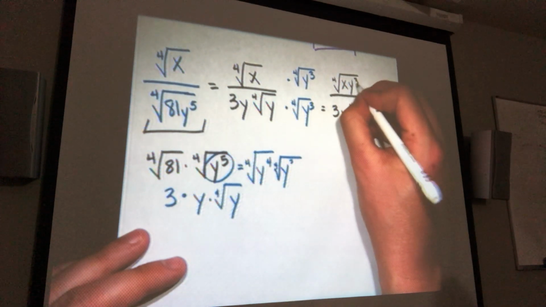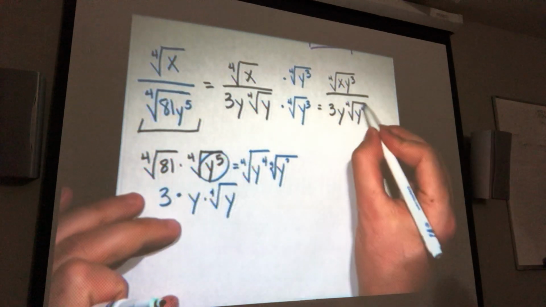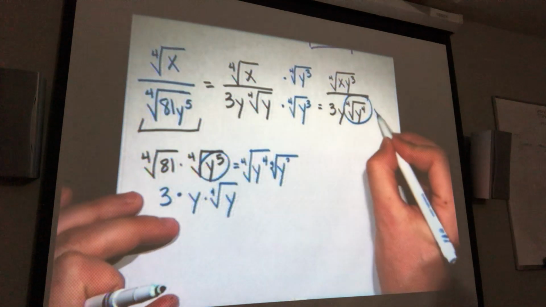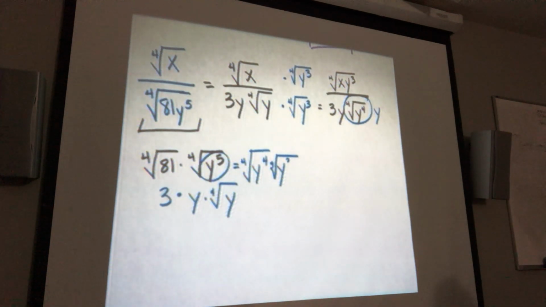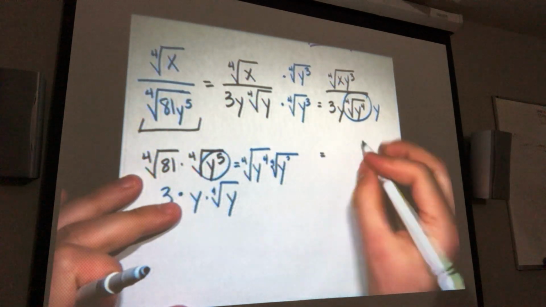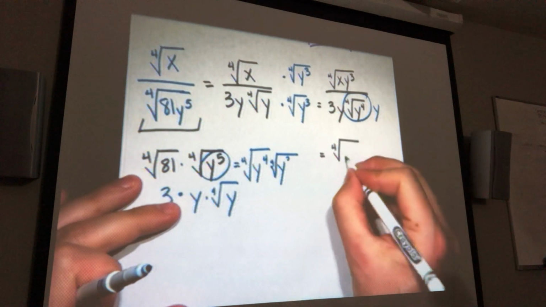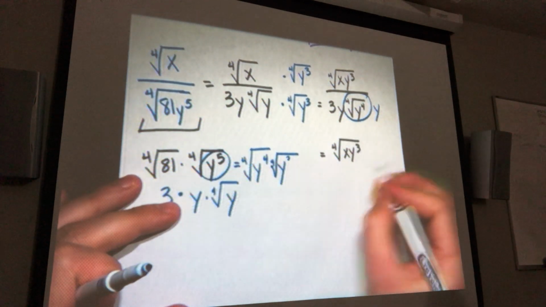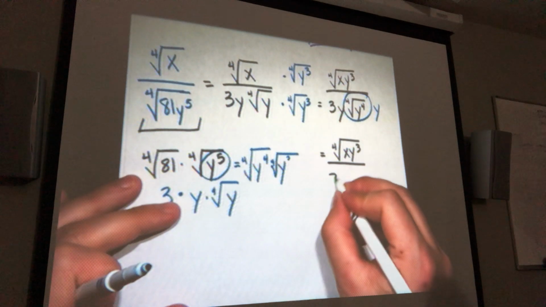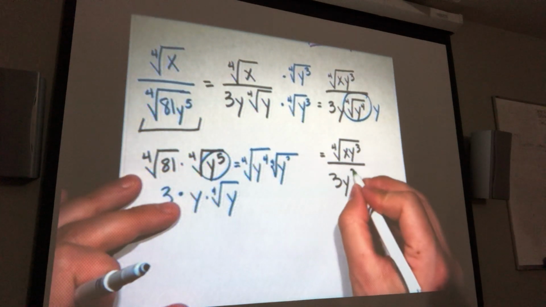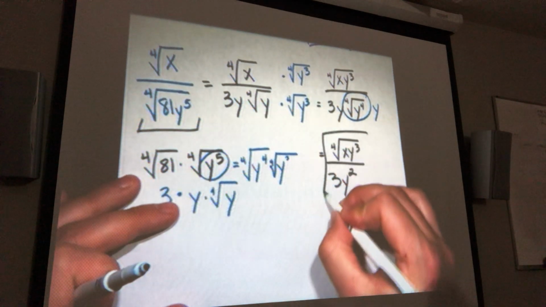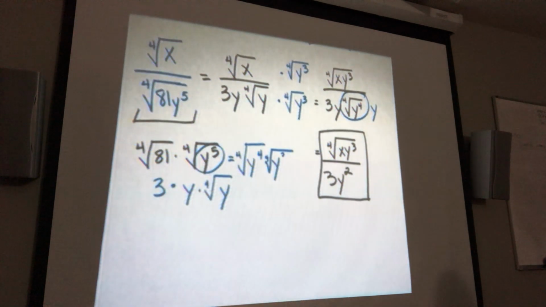And then you told me that this, right here, is just y, right? Which means I can clean up my final answer. Numerator will be this way. Denominator will be 3y times y, or 3y squared.